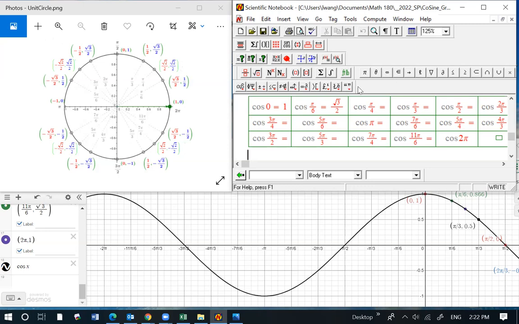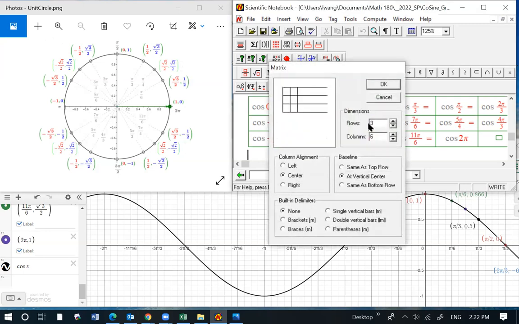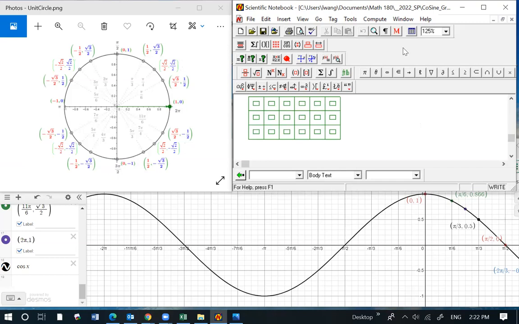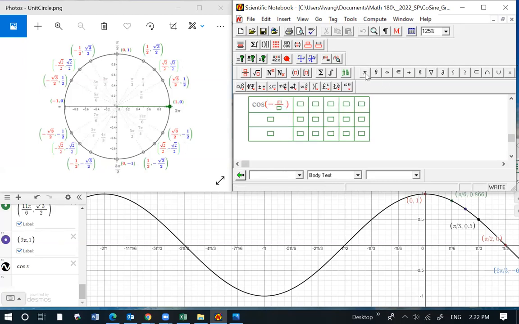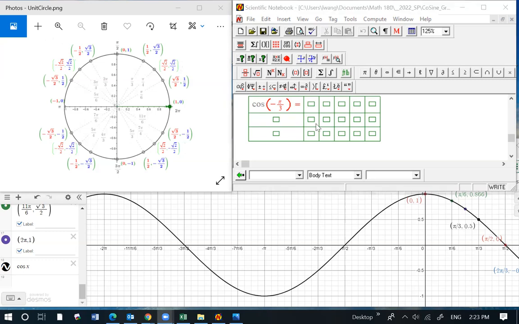So the first set of questions I'm going to give you: I'm going to set up a table once again. On this table, I'm going to ask: what is the cosine of negative pi over 3? How do we get that value? From the unit circle's perspective, we measure the angle from standard position, and this is negative pi over 3, so we go clockwise right there.